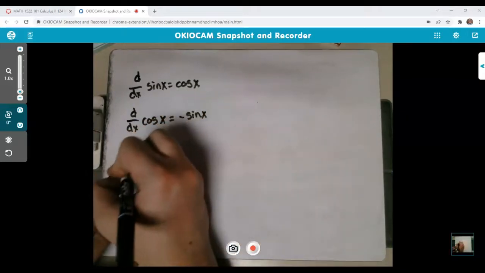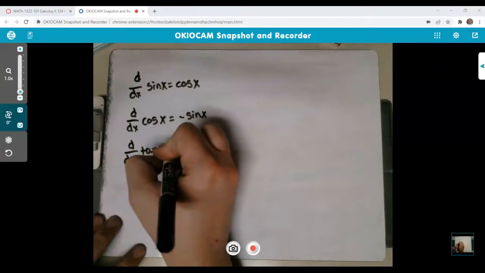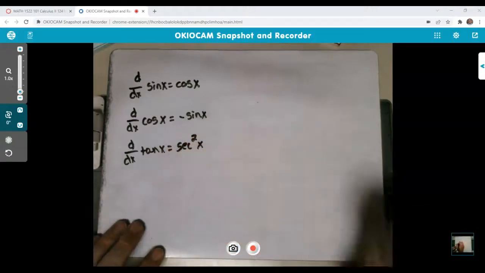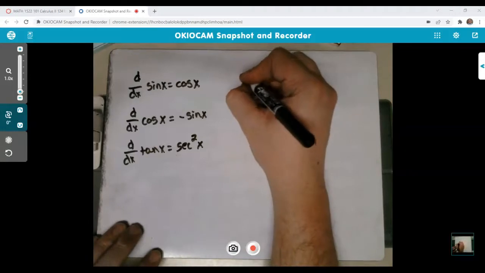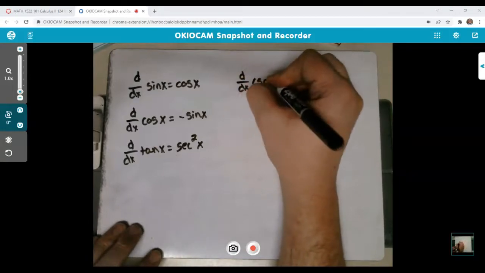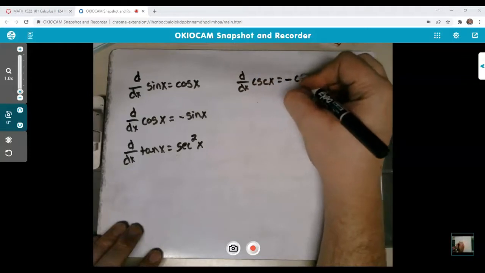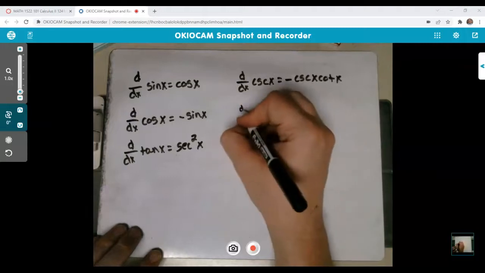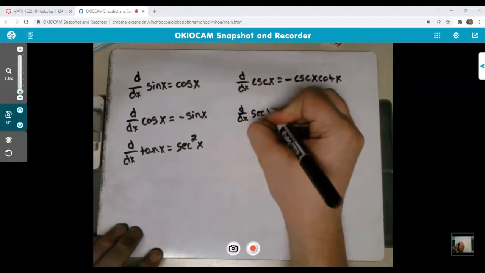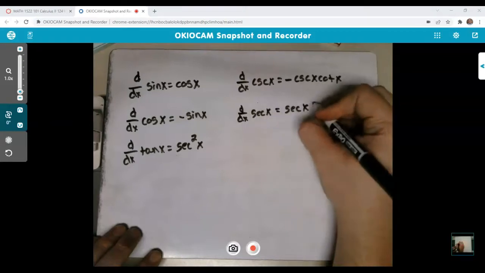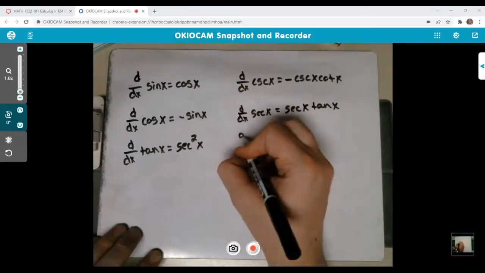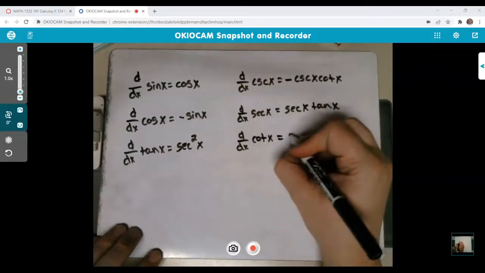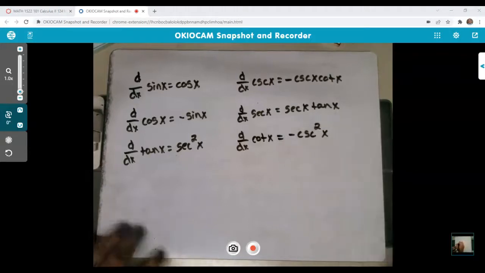If I did the same thing to tangent of x and worked it all out as much as I could, I would get that the derivative of tangent of x is secant squared of x. Continuing on, if I took the derivative of cosecant of x, I would get negative cosecant x cotangent x. If I did the derivative the long way of secant of x, I would get secant of x times tangent of x. And then if I did the derivative of cotangent of x, you would get negative cosecant squared of x.